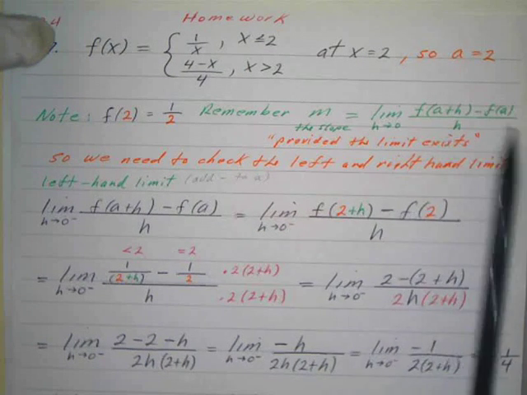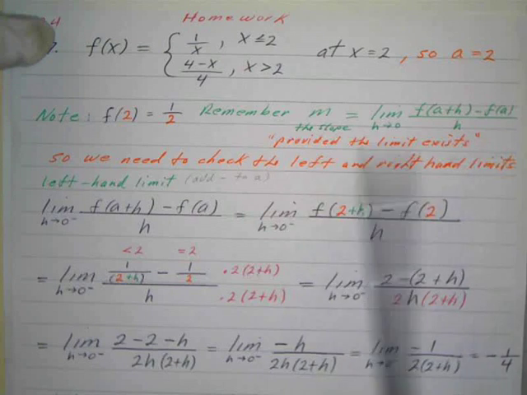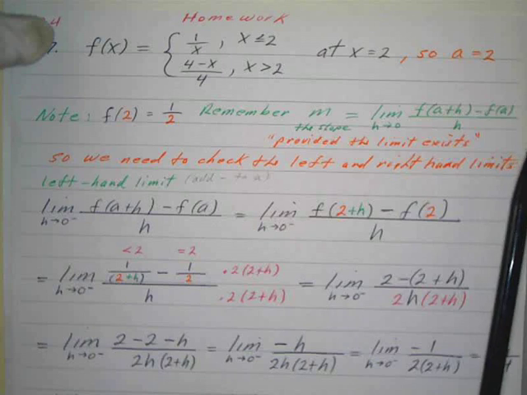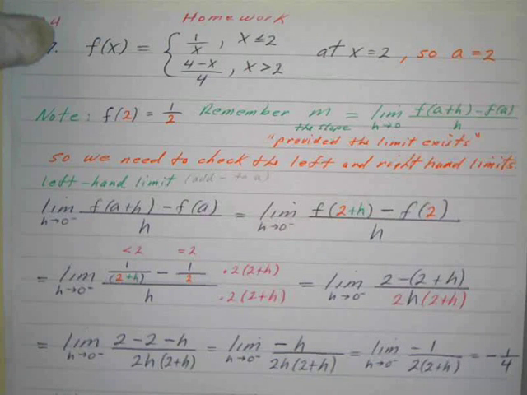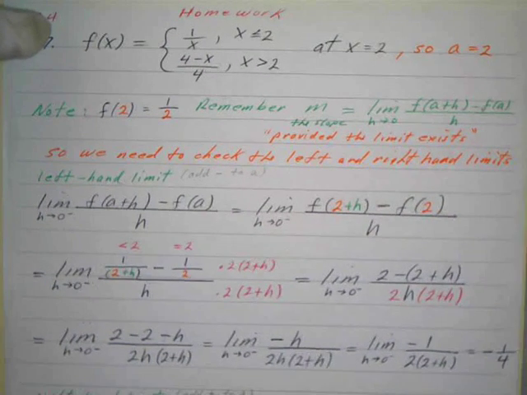So this is a limit. And remember, provided the limit exists. It always says that in the definition of the slope, provided the limit exists. So in order for the limit to exist, the left-hand limit must equal the right-hand limit. Both one-sided limits must be equal. So we need to check the left and the right-hand limits.